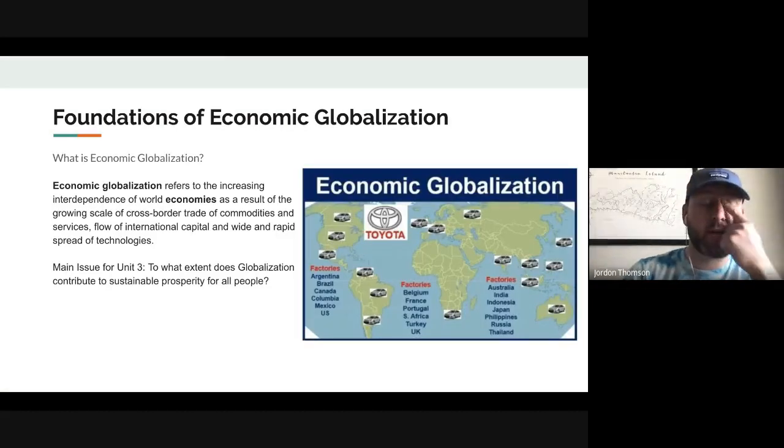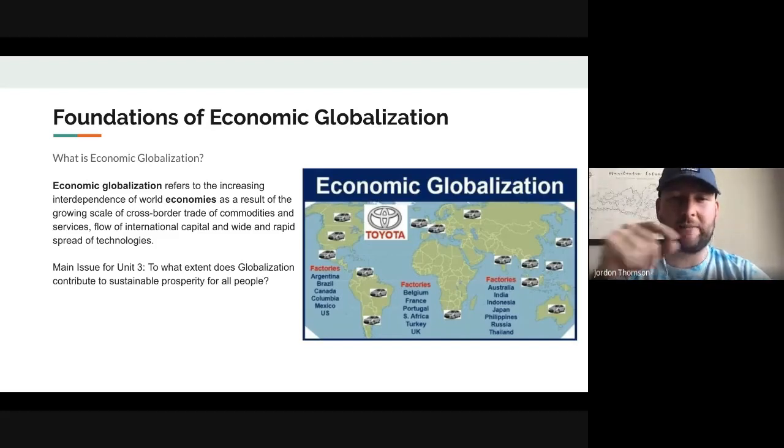So what is economic globalization? It refers to the increasing interdependence of world economies. That means they need each other, these different world economies, so China, the USA, Canada, as a result of the growing sale of cross-border trade of commodities and services. So things like parts, things like the resources needed to create those parts to put into vehicles, okay? Flow of international capital and a wide and rapid spread of technology.